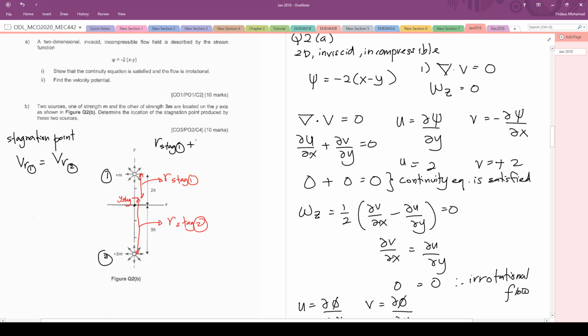R stagnation 1 plus R stagnation 2 equals 2H plus 3H, which is 5H. Okay, so this is the first relation, and we name it equation number 1.